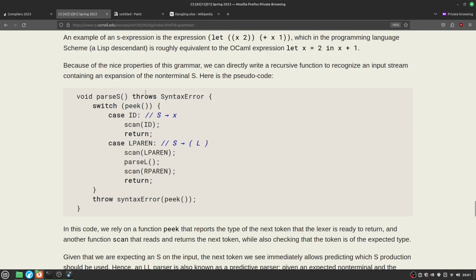Alright, so to parse S, pick the next character. If it's an ID, scan it and return it. If it's a left parenthesis, scan the left parenthesis, then parse L on whatever's inside, and then scan the right parenthesis and return. Cool.